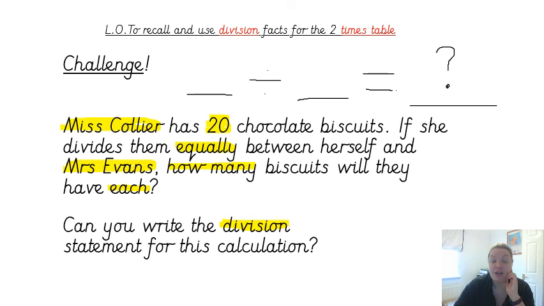But the information in the challenge actually gives you these 2 numbers. So I'm not going to tell you any more. I'm going to see if you can work it out. So you need a number here, and a number here, and then you can work out the answer. And then it will tell you how many biscuits I have and how many biscuits Mrs. Evans has. So that is your challenge for today.